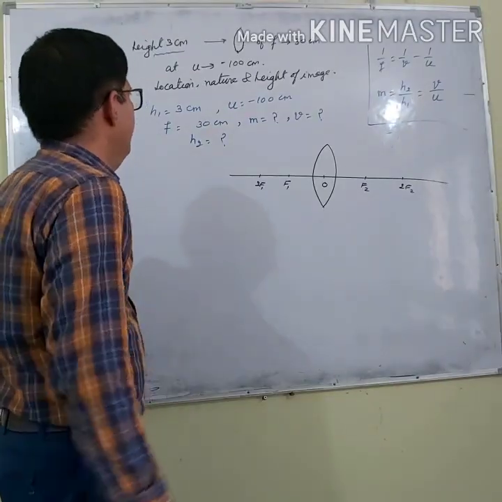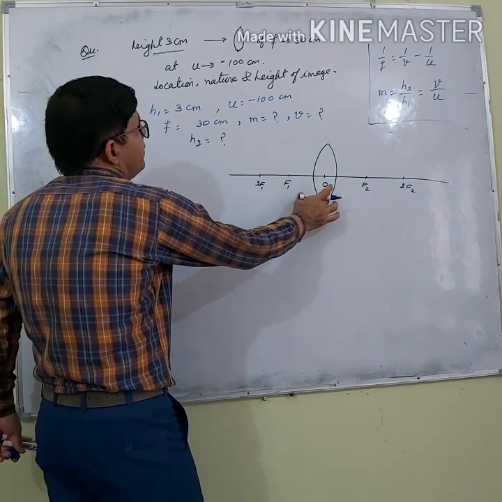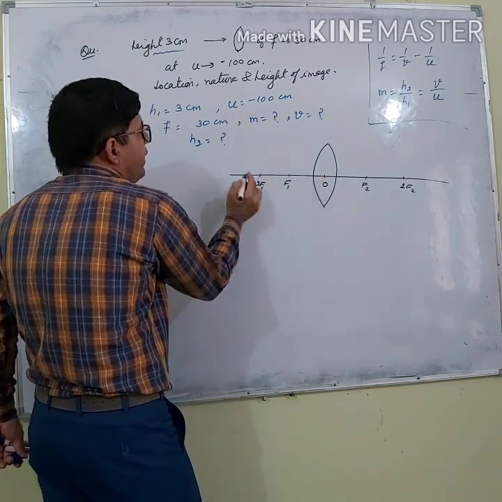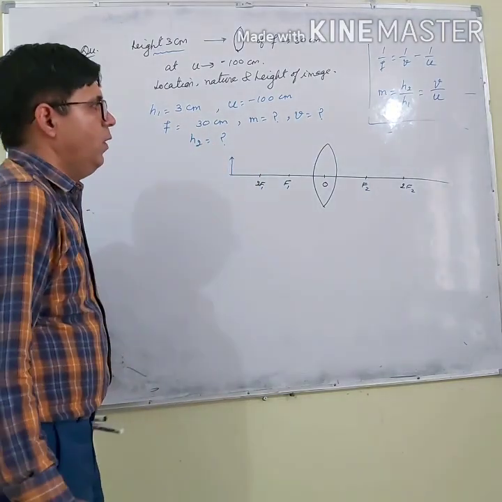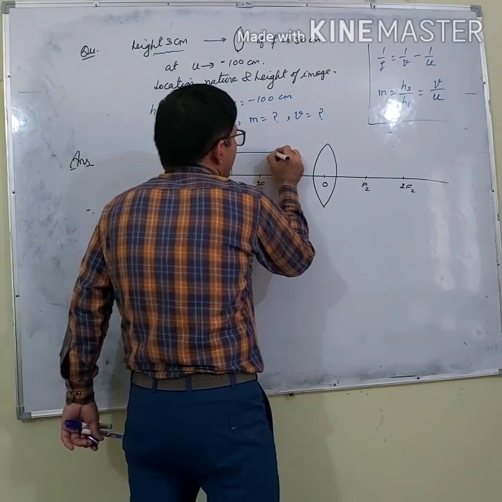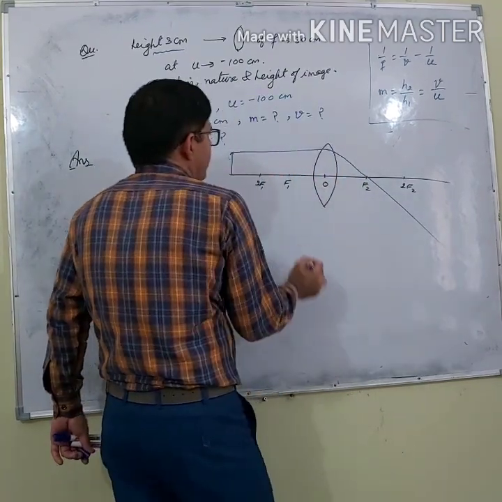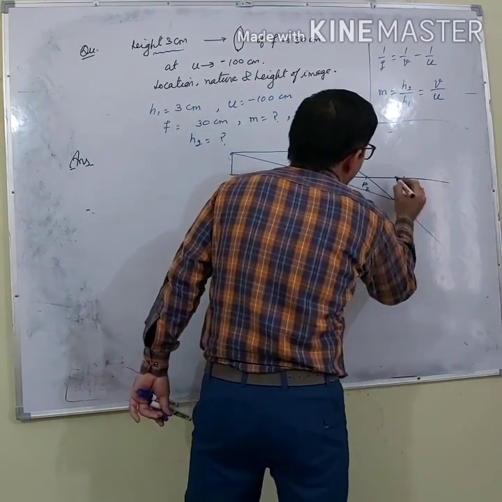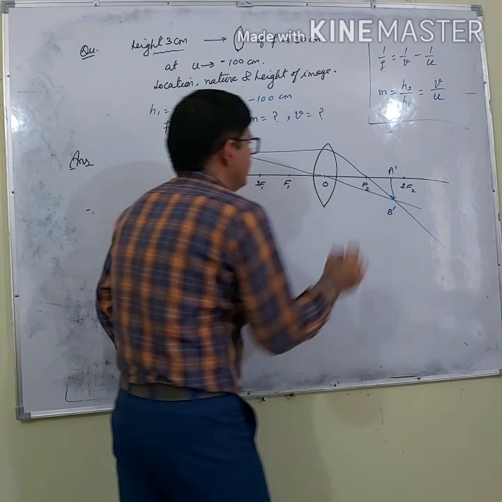Now, the object is at 100 centimeter and the focal length is 30 centimeter. So the object is beyond 2f. When the object is beyond 2f, what happens? One of the rays is parallel and it passes through the focus after refraction. Another ray passes through the focus, and its image is formed there, A dash, B dash.